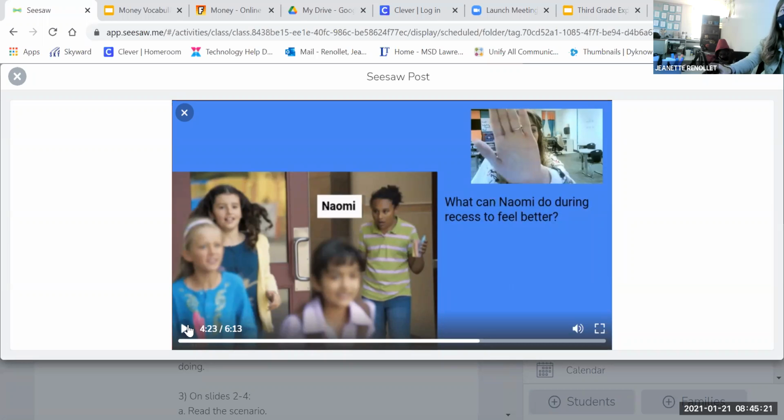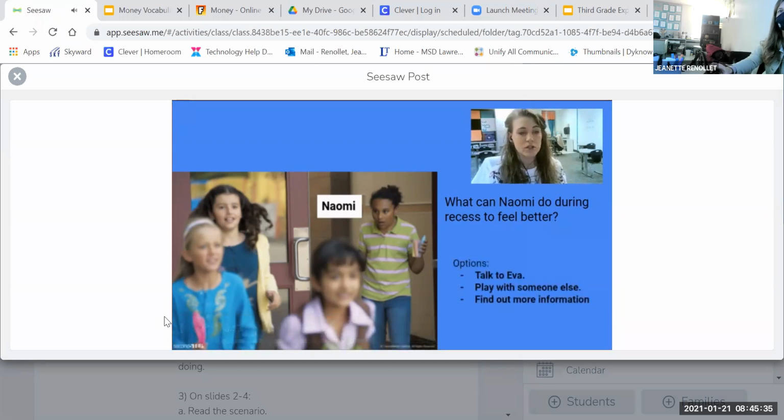Let's keep going with our lesson and think about, what do we do when our feelings are hurt? How can we manage our feelings and make ourselves feel better? Naomi could talk to Eva, play with someone else, or find out more information. Naomi decides to look for Eva and ask what happened.